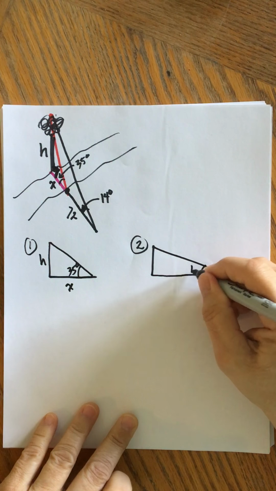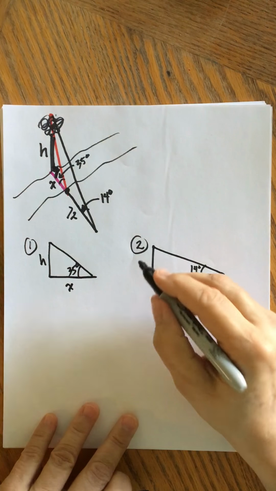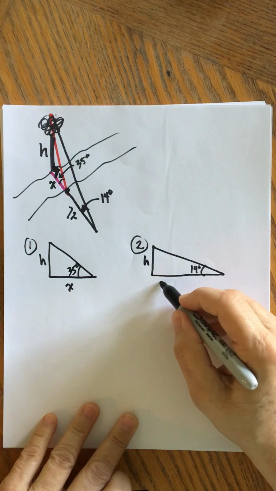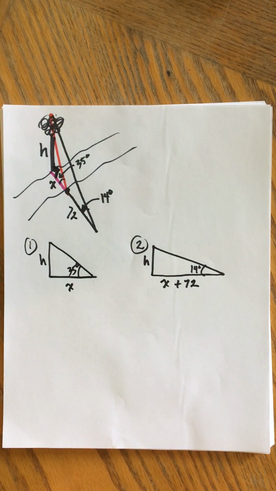So this is now 14 degrees, right? They're further away, so the angle's smaller. The height of the tree is the same, and now you have X plus the 72 feet that they walked back. So those are your two triangles.